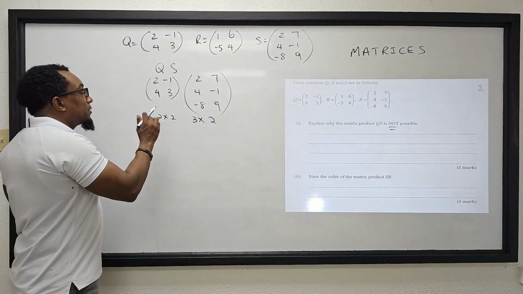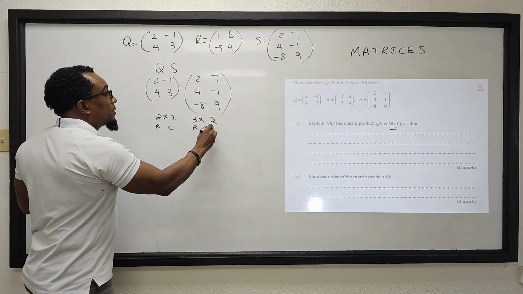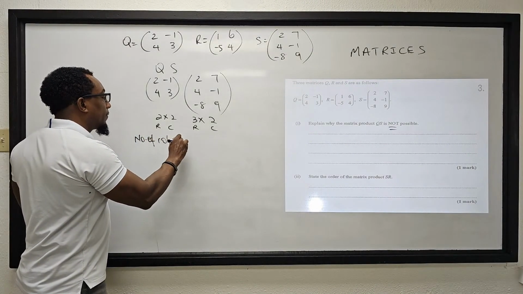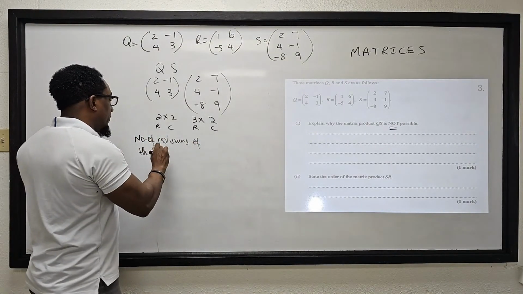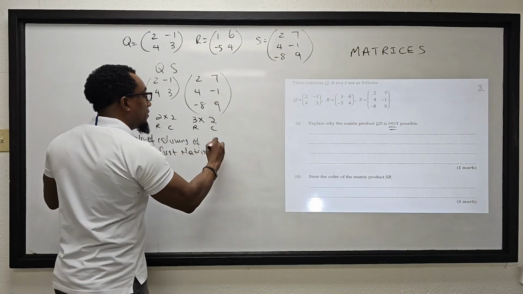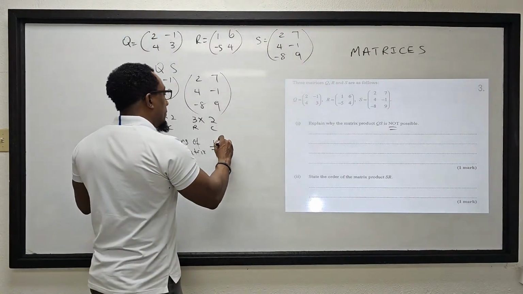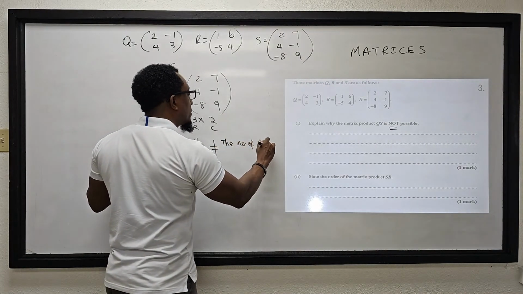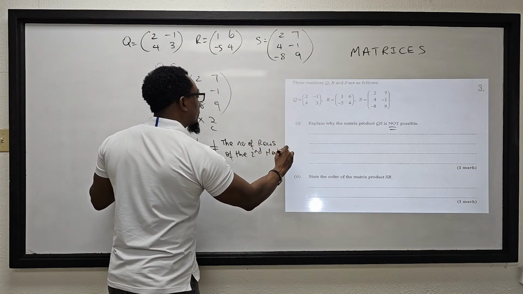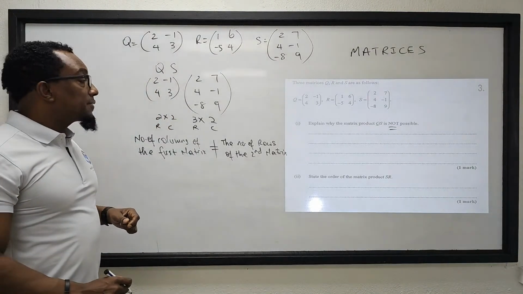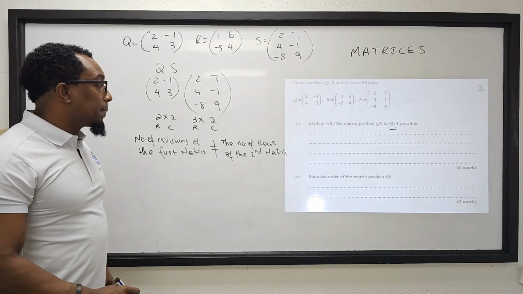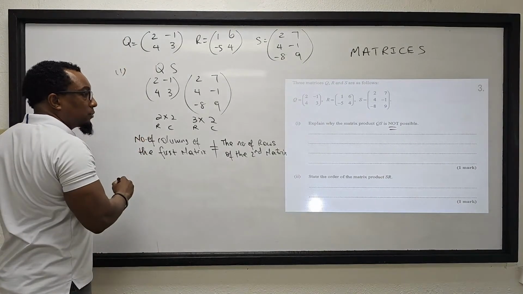So this tells us, this is rows, this is columns, this is rows, and this is columns. What this is telling us is the number of columns of the first matrix is not equal to the number of rows of the second matrix. So that is what that is telling us. Therefore, we cannot multiply those two matrices. It's not possible. That was part 1, now part 2.